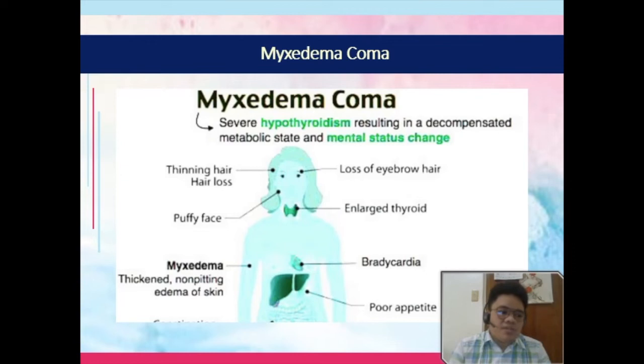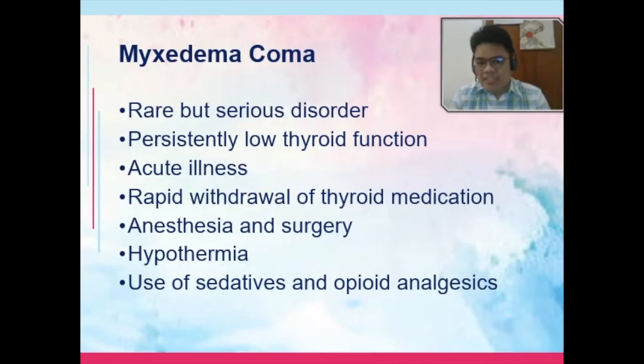Signs and symptoms are the same as previously mentioned. So everything will be down. Bradycardia, poor appetite, loss of eyebrow hair. The thyroid is just enlarged to compensate. Then there is thinning of the hair or hair loss, and then puffy face. Then your patient would have myxedema, okay, because of the accumulation of your mucopolysaccharide in the subcu and other interstitial tissues. Your patient would have thickened, non-pitting edema of the skin. So take note, it's a non-pitting type of edema.